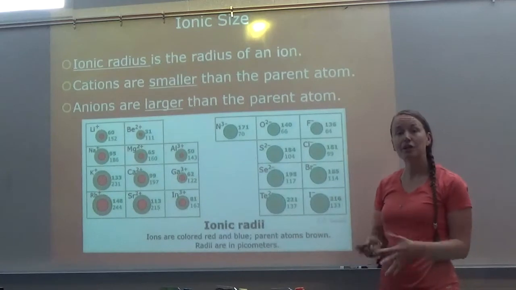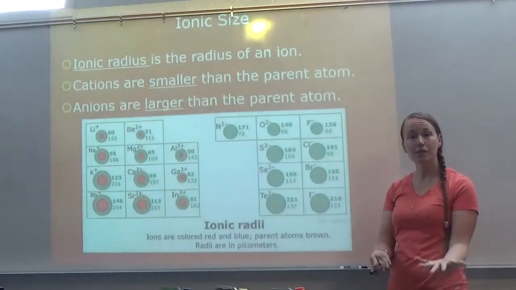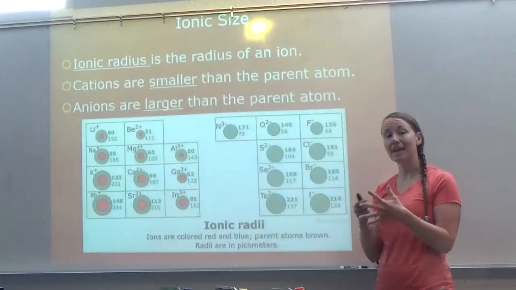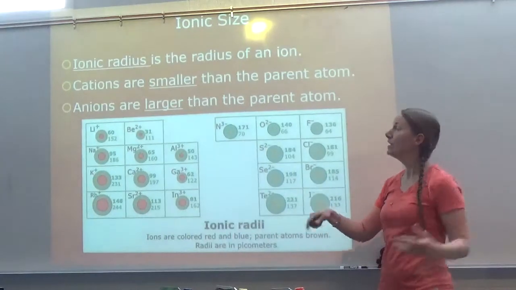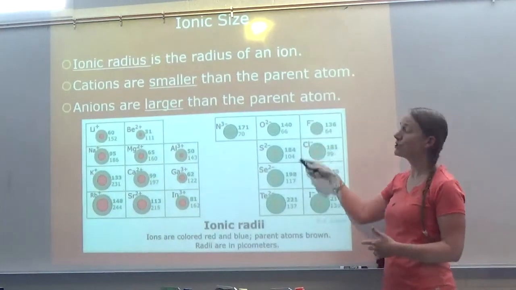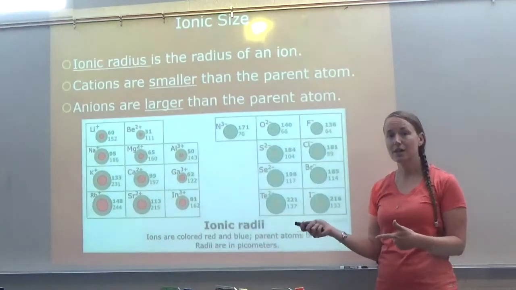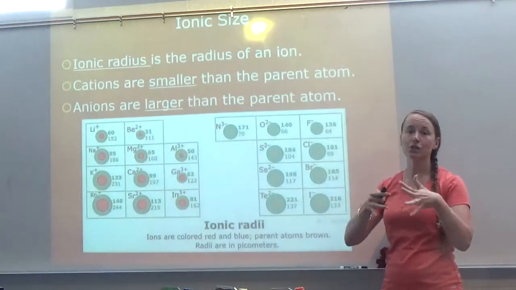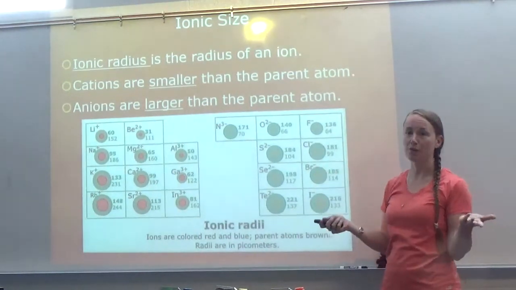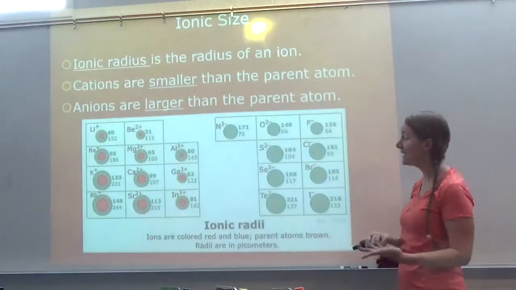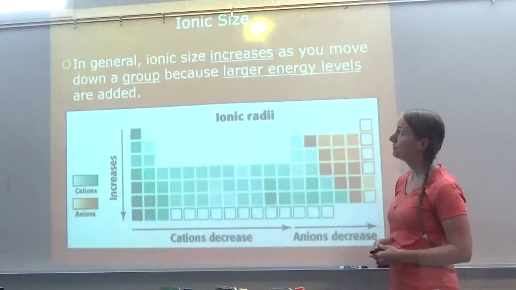So a cation loses electrons, so it becomes smaller. An anion gains electrons, so it becomes larger. Because what happens is when you gain those electrons, if you don't gain any protons, the electrons have this electron-electron repulsion that causes them to spread out. Remember, electrons don't like each other. They're all negative. So they repel one another.